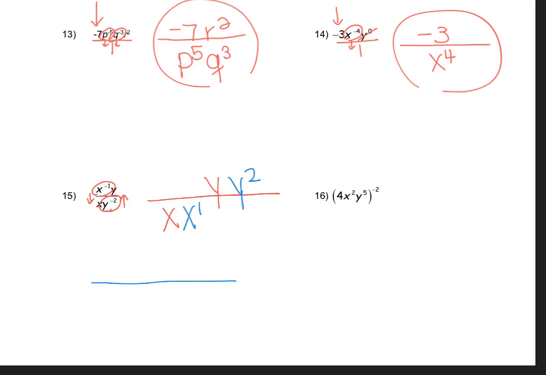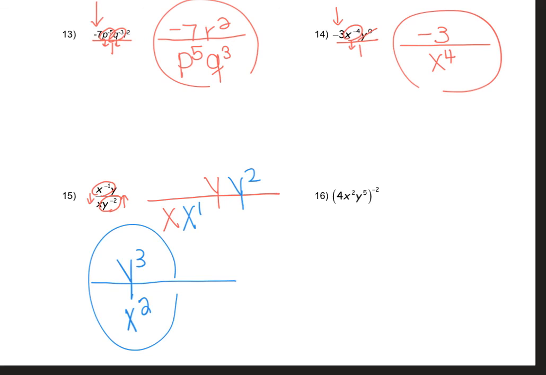Now I need to simplify. I have y and then y squared, which gives me y to the third, or 3 of them. And on the bottom I have x and another x. So I really have x squared. And I'm all done.